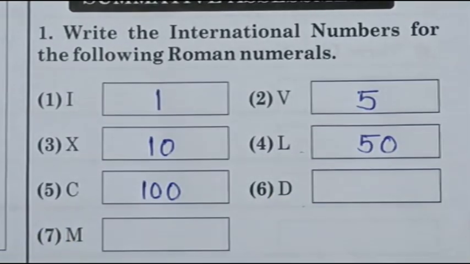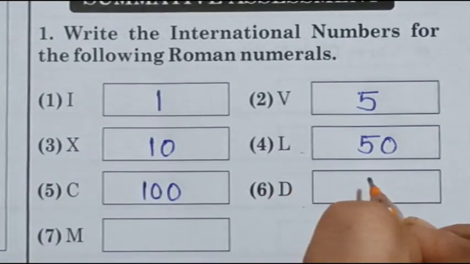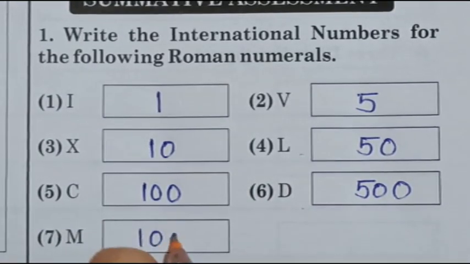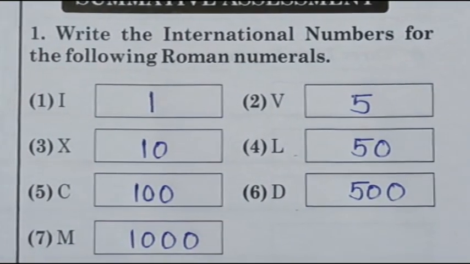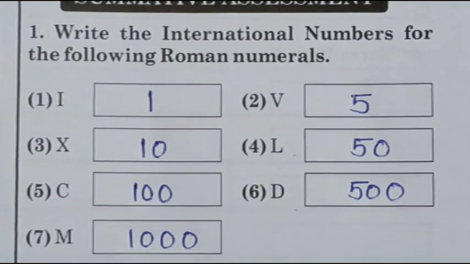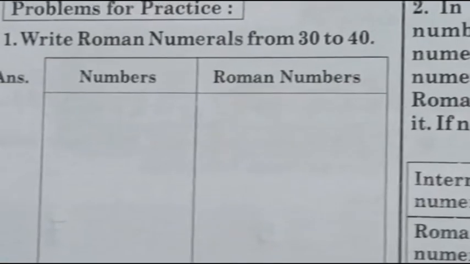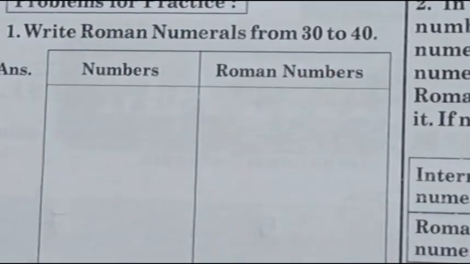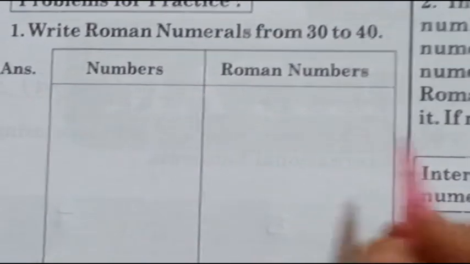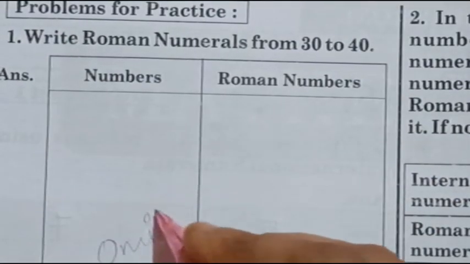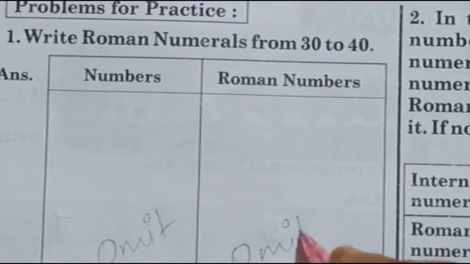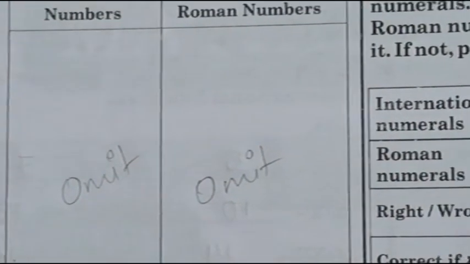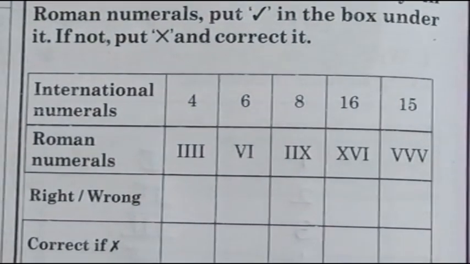It is there in your textbook. You all can see. D is 500. And M is 1000. Clear everybody? Now you will turn your page number 52. Now students, this question is write Roman numerals from 30 to 40. This question is not there for you all, so you will just omit it. Okay, just omit that question because that question is not there for you. You will now see the next question exactly near to that.